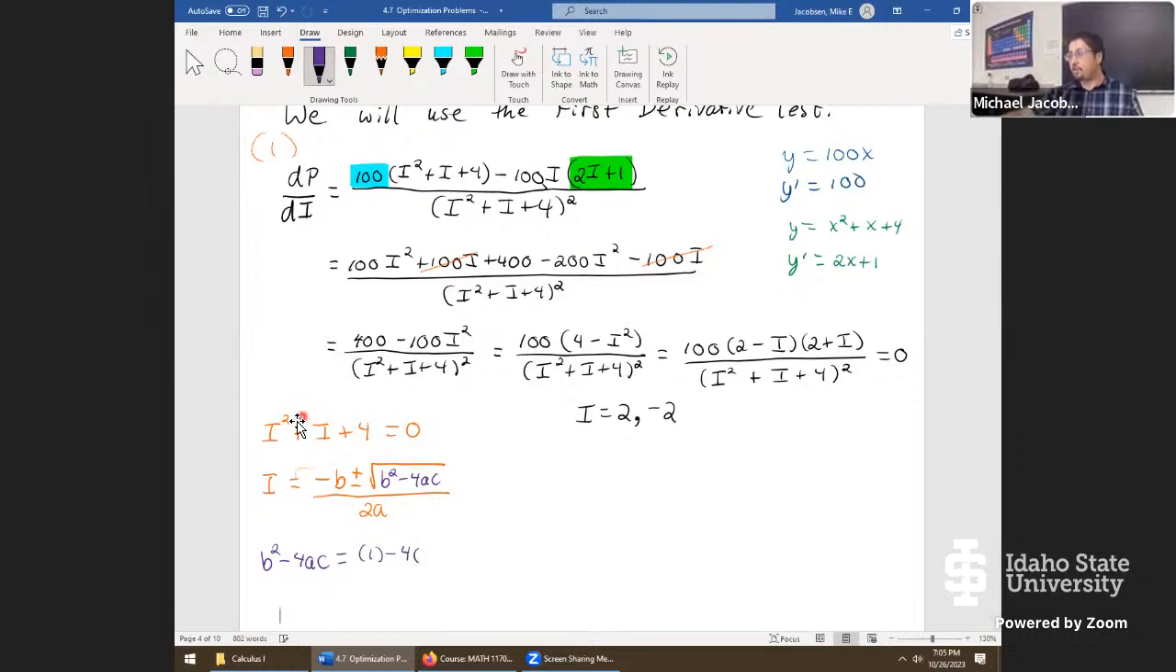Minus 4 times the a coefficient, the leading coefficient, going to that term. It's another 1. And the c coefficient is the constant term of 4. So this becomes negative 16. And in a certain sense, that's great news for us. That means that equation by the red dot has no real number solutions.